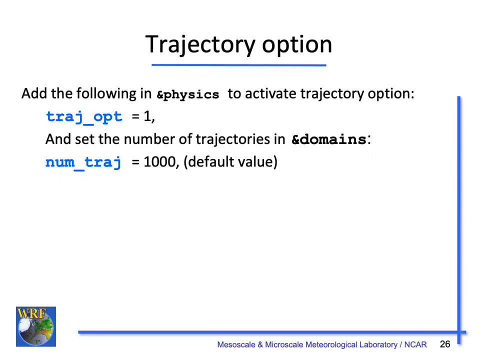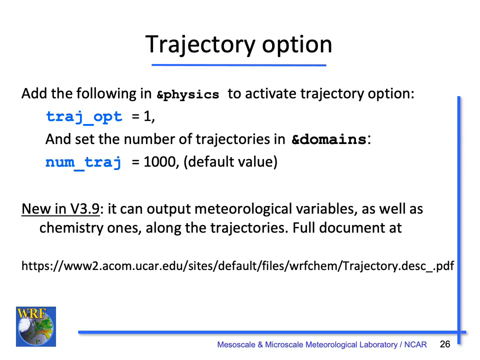The WRF model also has a trajectory option. It is activated by namelist traj_opt, and the number of trajectories can be set too. In addition to the locations of each trajectory, one can obtain the atmospheric variables along the trajectory. Hence, this can be a very powerful diagnostic tool. The trajectory start locations are specified in an additional input file, and the full documentation of this option can be found in the file shown on the slide.